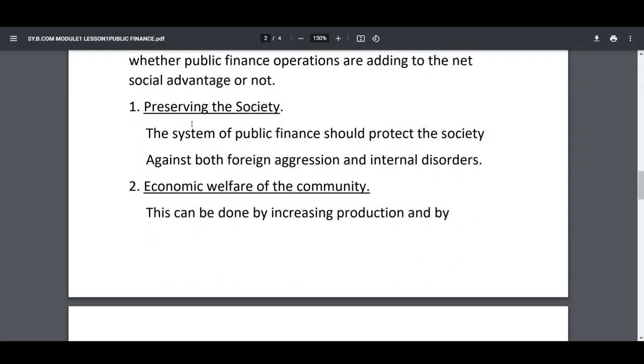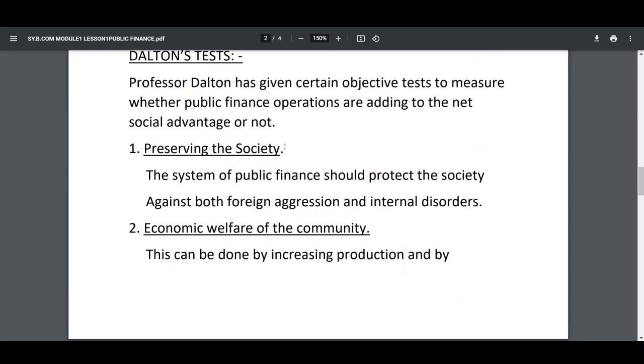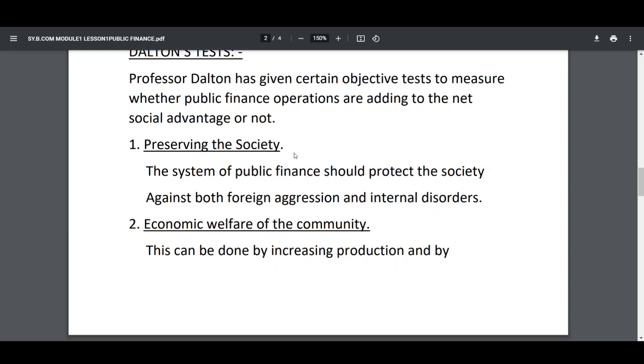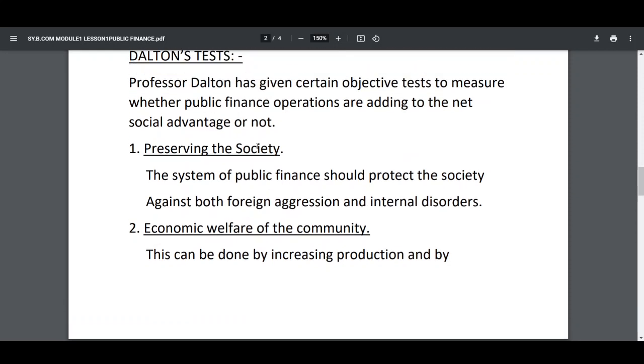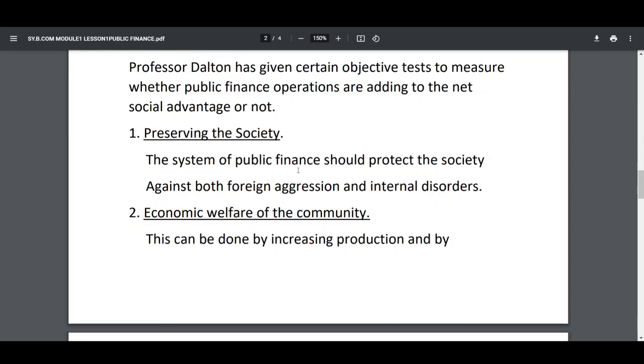So the first one is preserving the society. The first test which is given by Professor Dalton is preserving the society. The system of public finance should protect the society against both foreign aggression and internal disorders. Then only the principle is valid. Otherwise, the theory is not valid.